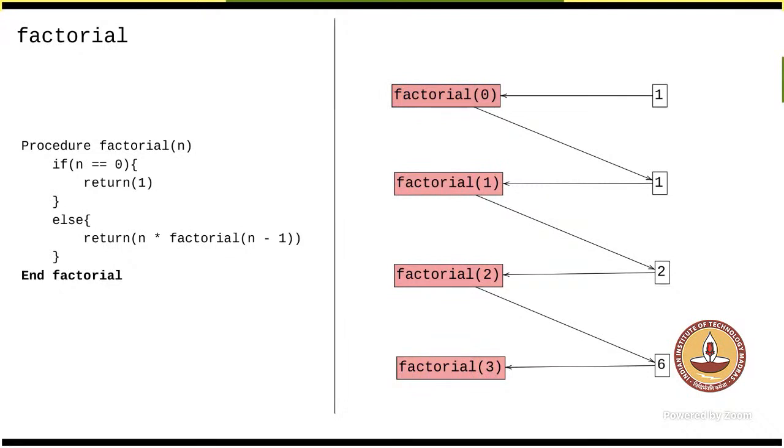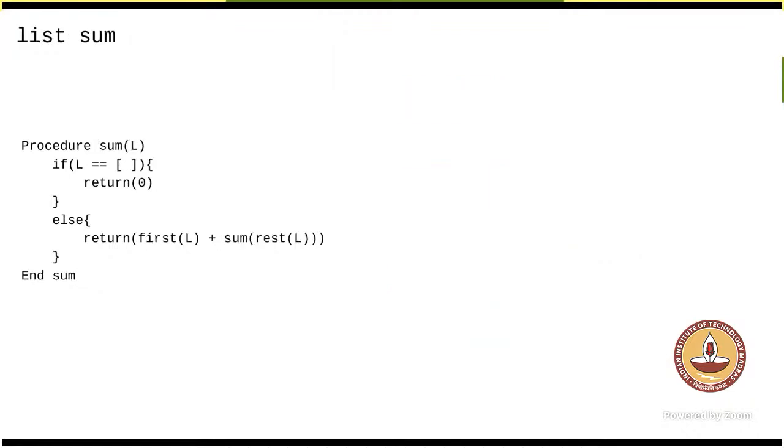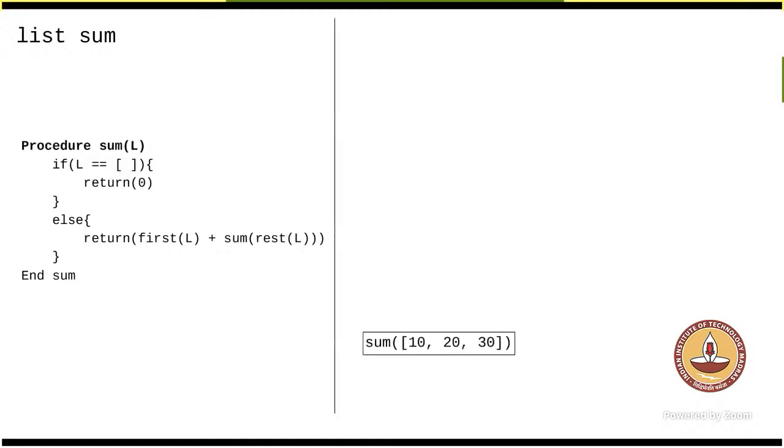So this is factorial. Now let's quickly do one more example where you have a list and you want to compute the sum of the elements of this list. Okay, so let's go the same procedure. Let's say we have to compute the sum of this list. Now what will be the return value of this? 10 plus sum of the list 20 comma 30.